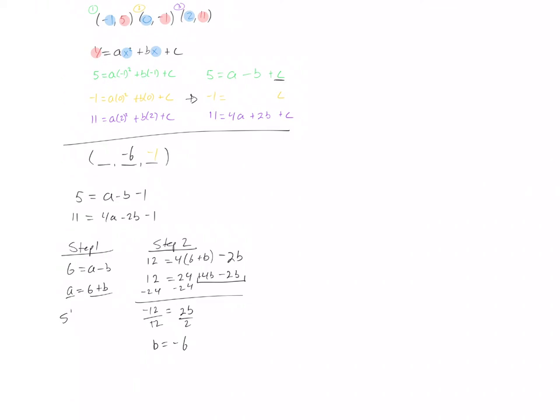And then step 3, remember, is to plug that in over here. So a is equal to 6 minus 6. So a is equal to 0.